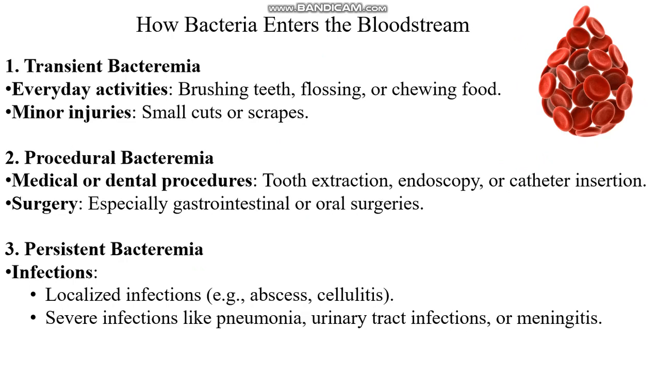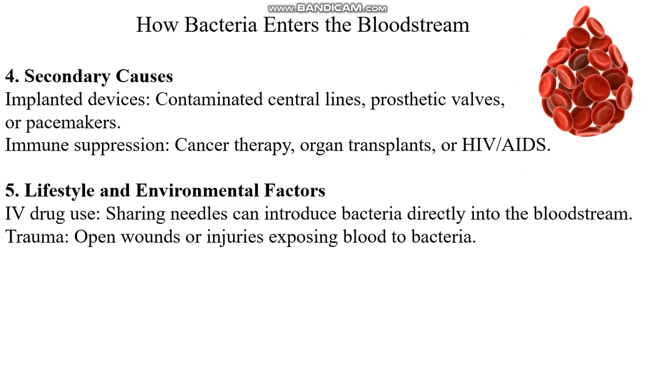However, persistent bacteremia is often linked to infections such as pneumonia, urinary tract infections, and abscesses, where bacteria from the infection site spread into the bloodstream. In some cases, implanted medical devices like central lines or prosthetic valves can be a source of bacteria. Additionally, lifestyle factors like IV drug use or an open trauma wound can directly introduce bacteria into the blood.